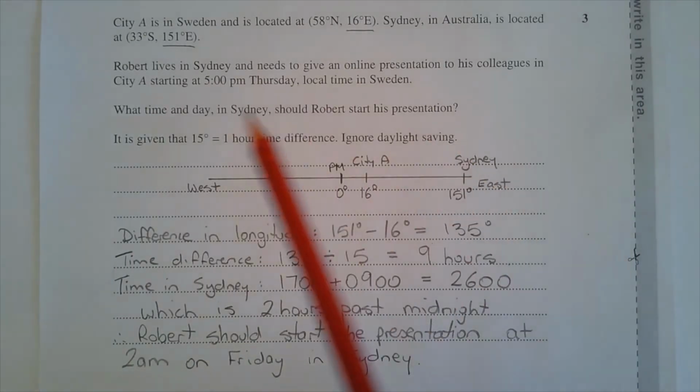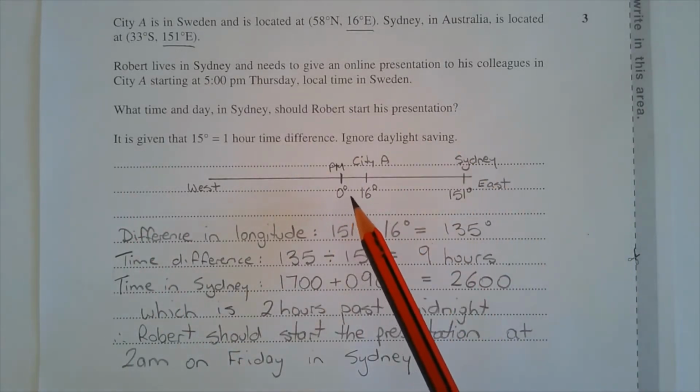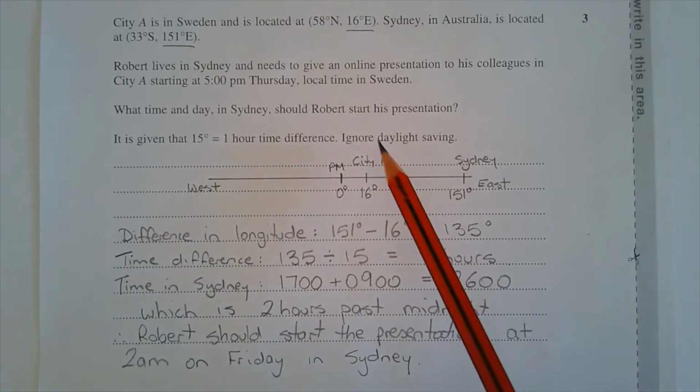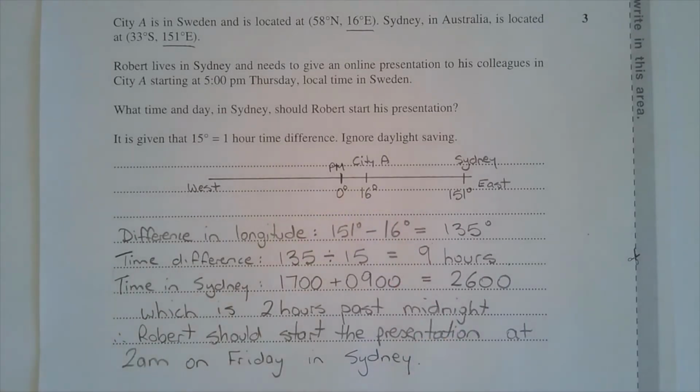This can be visualized on a number line where 0 degrees represents the longitude of the prime meridian. West is to the left, east is to the right. City A is 16 degrees east and Sydney is 151 degrees east. Now the difference in longitude is 151 degrees minus 16 degrees, which equals 135 degrees.